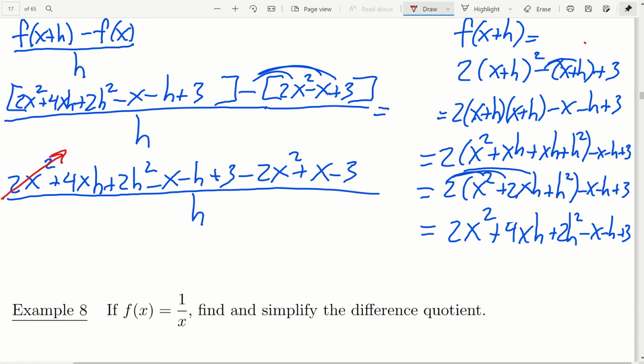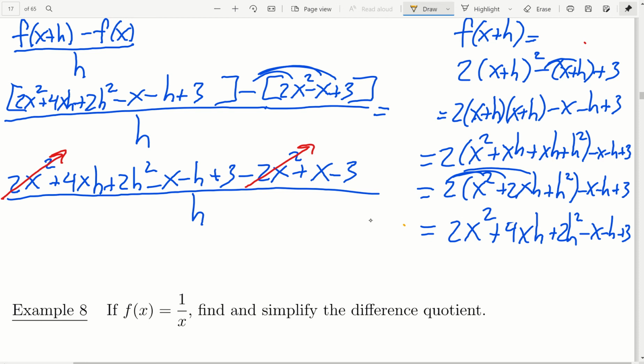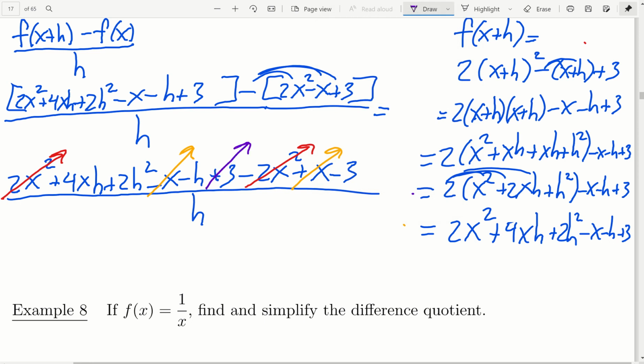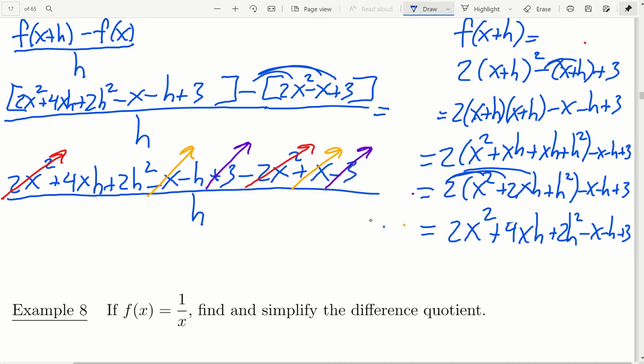With that grouping symbol eliminated, now we can go ahead and combine like terms. We have a positive 2x squared, which will actually end up canceling with the negative 2x squared. We have a negative x, which will cancel with the positive x. We have a positive 3, which will cancel with the negative 3. And those are all of the like terms we can combine up top. If we rewrite this, what's left is we have a 4xh plus 2h squared minus h in the numerator, all divided by h.